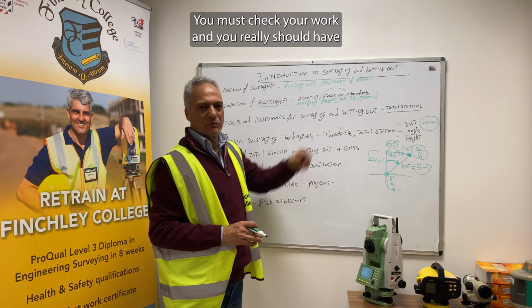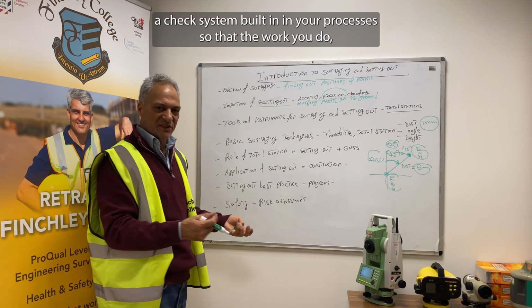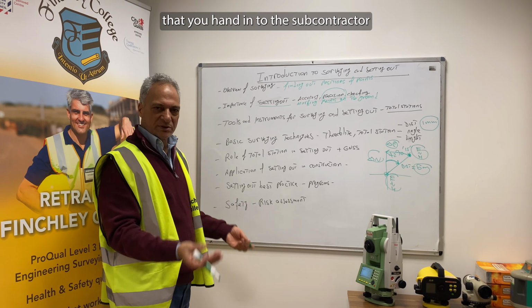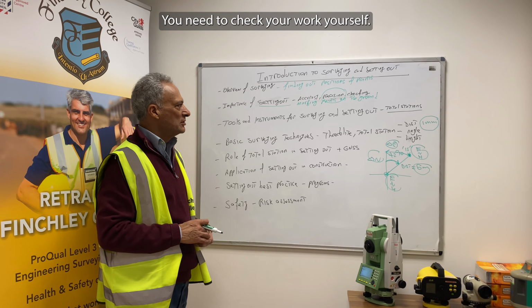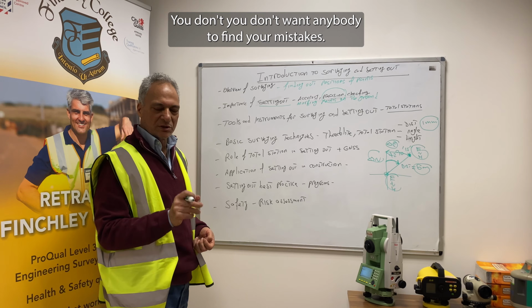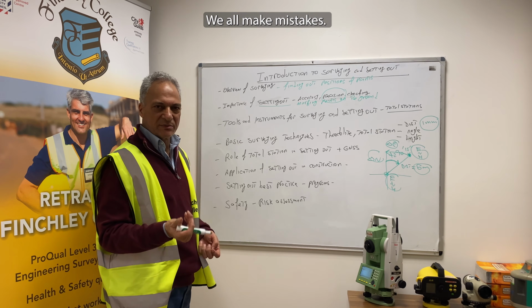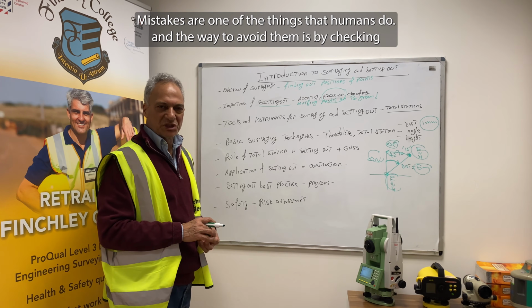You must check your work, and you really should have a check system built into your processes so that the work you hand in to the subcontractor, to the operatives, is accurate and correct. You need to check your work yourself. You don't want anybody else to find your mistakes. We all make mistakes. Mistakes are one of the things that humans do. And the way to avoid that is by checking.